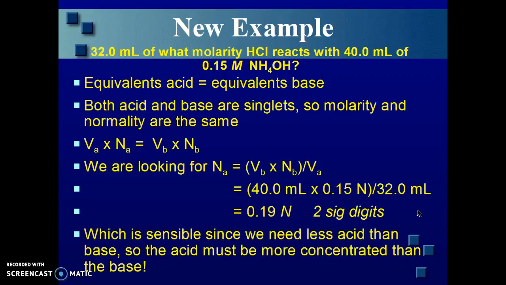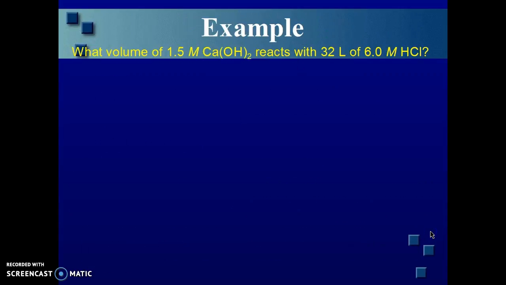And this is sensible since we need less acid than base, so the acid must be more concentrated than the base. Here's another example you may want to do and then check your work. What volume of 1.5 molar calcium hydroxide reacts with 32 liters of 6 molar HCl? This looks like more of an industrial than a laboratory application.